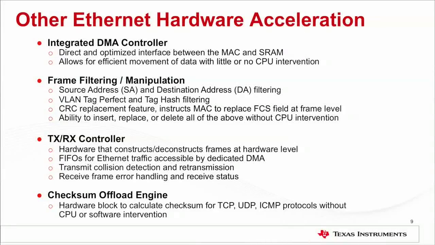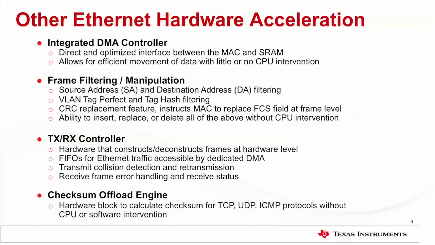First, the integrated DMA controller. This dedicated DMA controller is used to optimize data transfers between MAC and SRAM. This allows for movement of data for post-processing with minimal CPU intervention. The Ethernet controller supports frame filtering and manipulation, and therefore the network traffic can be controlled using the source and destination addresses without the CPU intervention.